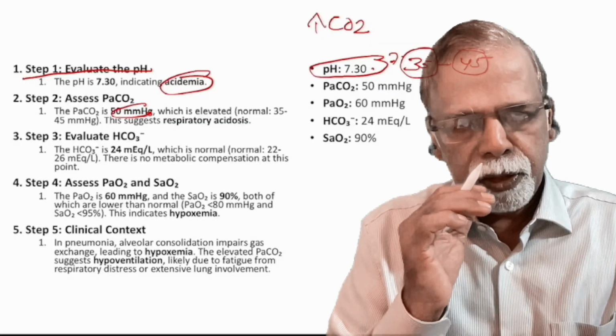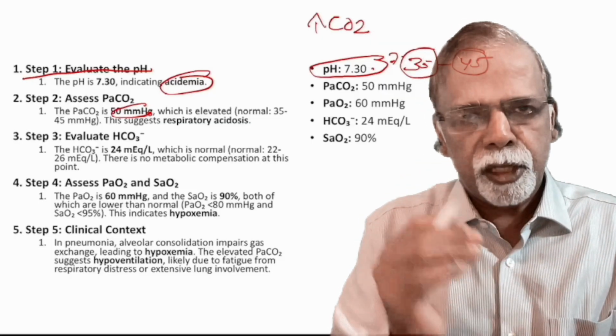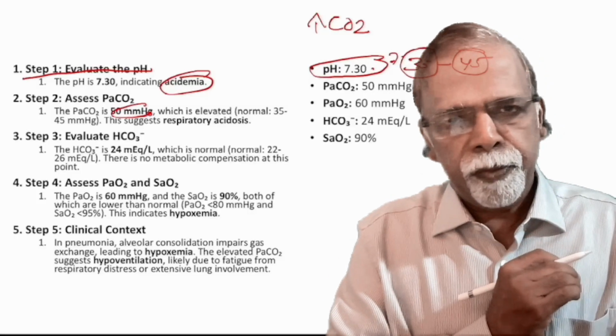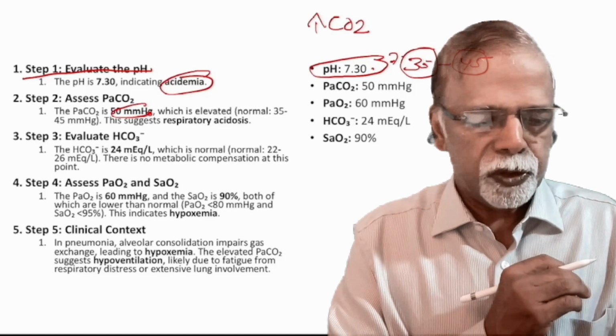So patient has got acidemia plus increased carbon dioxide. So this increased carbon dioxide has produced the acidosis. So this is respiratory acidosis.